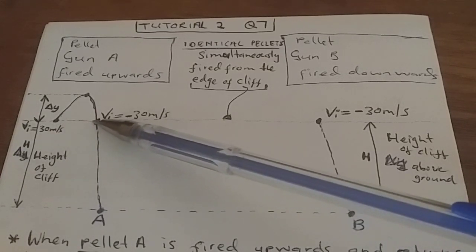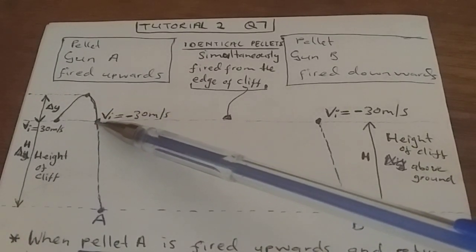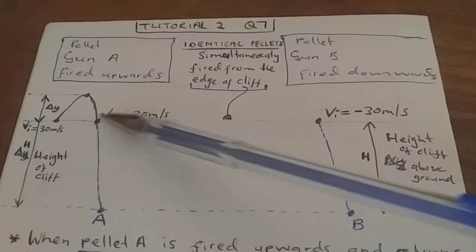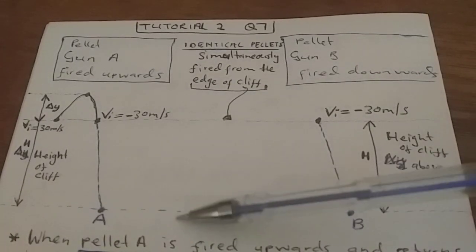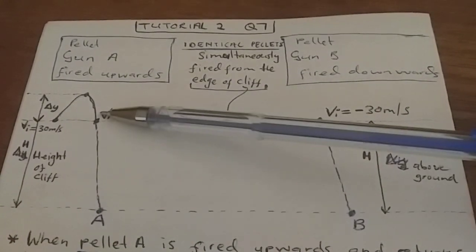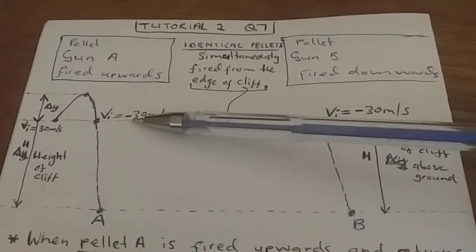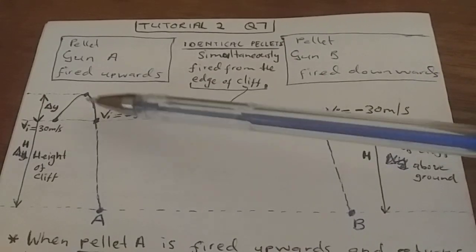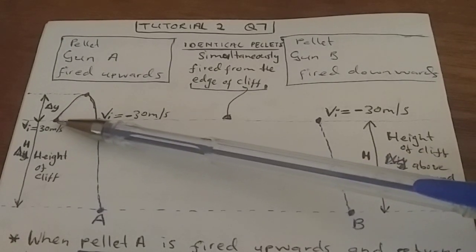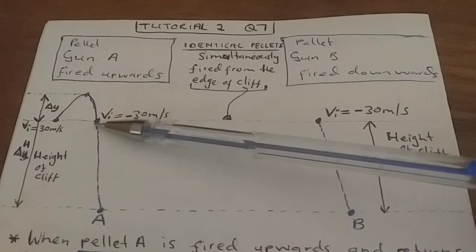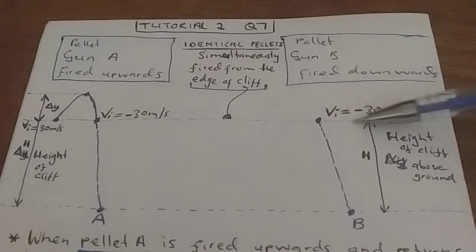If you can find the time taken for pellet A to go upwards and return to the same initial point, then we can get the time for here. This is our ground, as indicated. Pellet B is fired downwards, dropping with the initial velocity of negative 30. Like I explained, when you fire it upwards with 30 meters per second, even the return at the same point is going to be negative 30 meters per second, in the negative direction.